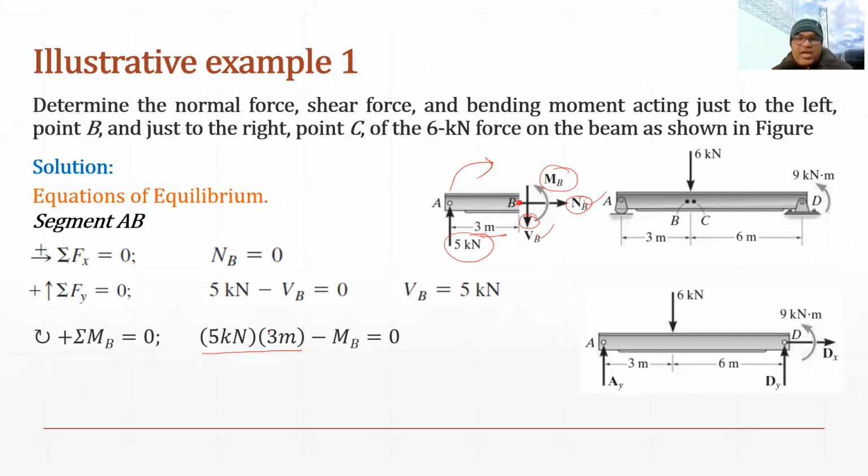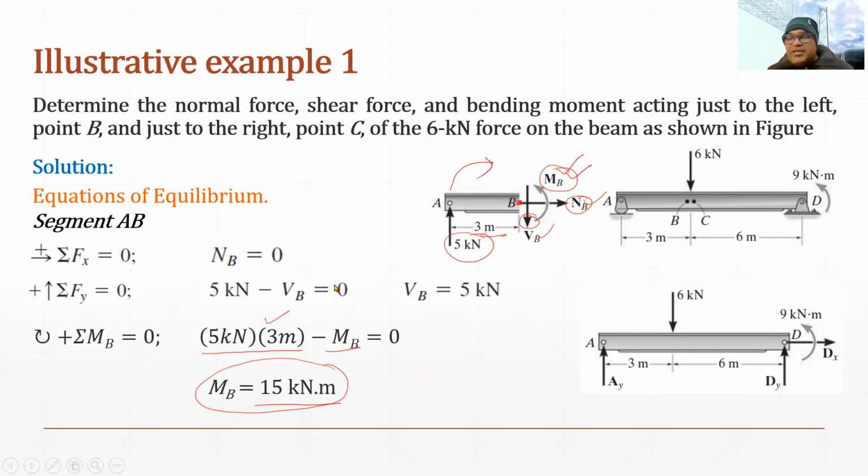So 5 into 3 will be a positive moment, and you can see here on the left hand side portion, MB is anti-clockwise. We have assumed that MB is anti-clockwise, so it is taken as negative. Solving the equation, we get the value of MB as 15 kilonewton meter, and the value is positive, which means the sense of MB that we have assumed as anti-clockwise is correct. It will be anti-clockwise.